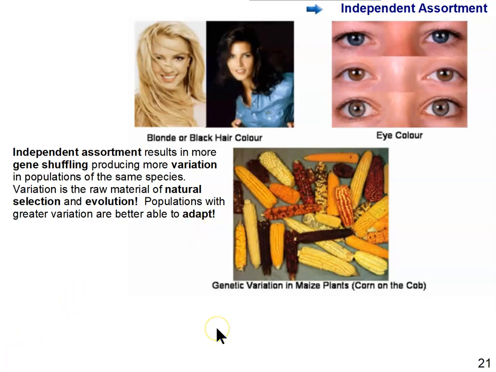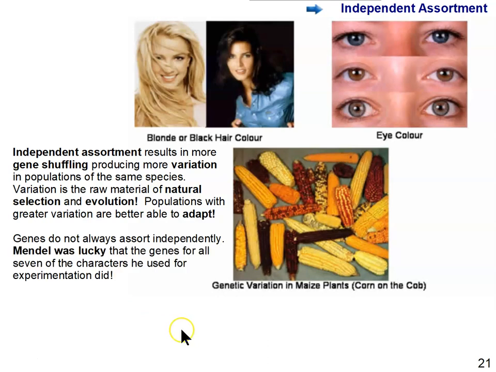Now, it's true that genes do not always assort independently. Sometimes there is some linkage, and there can be complete linkage and there can be just some linkage, but most genes assort independently, even though they're on the same chromosome. But if they're really close together on the same chromosome, they can be linked. But again, Mendel was lucky that the genes that he dealt with, these 7 characters and 7 genes, all assorted independently. Otherwise, he may not have discovered what we now consider a law of independent assortment.